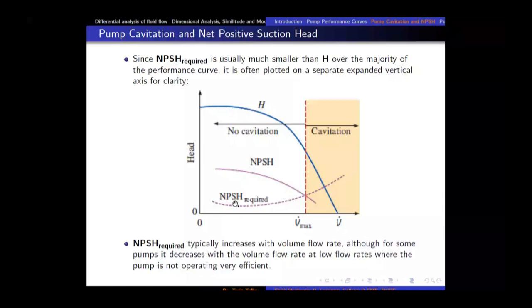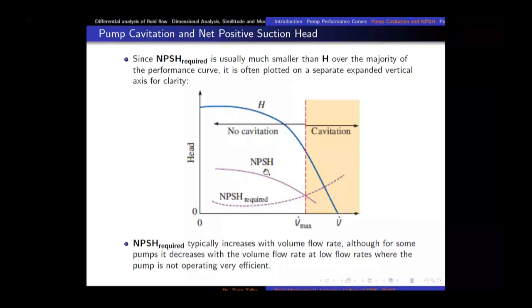But this net positive suction head available, that is again in our control, depending on where we put the pump. So net positive suction head available, we need to calculate for a particular application. Again, the required NPSH value is given by the manufacturer, and then the available head we need to calculate. How to do that calculation?